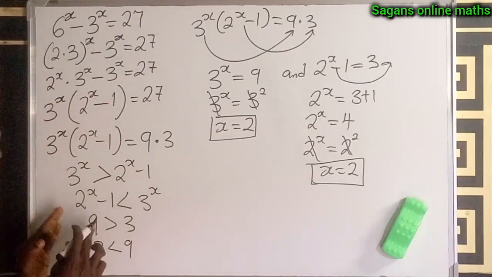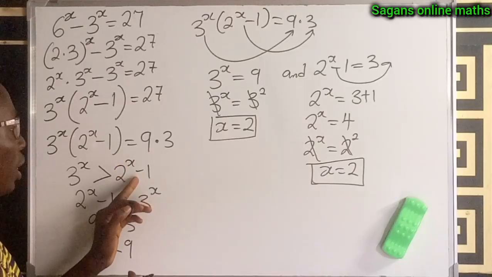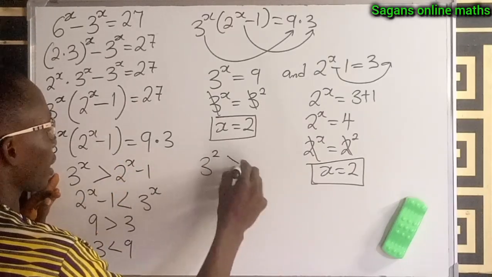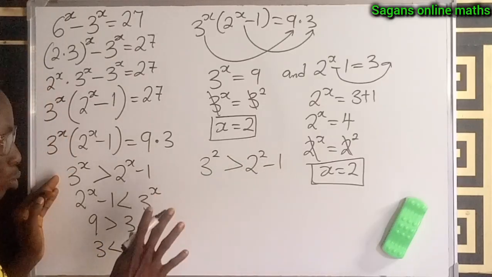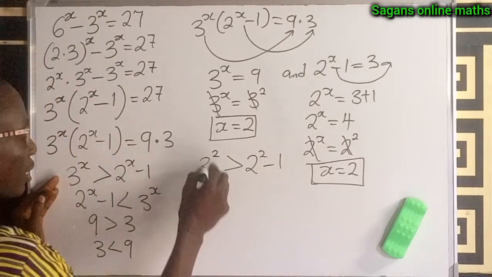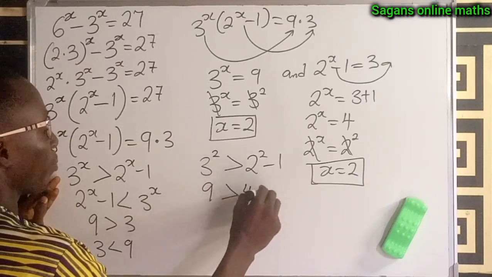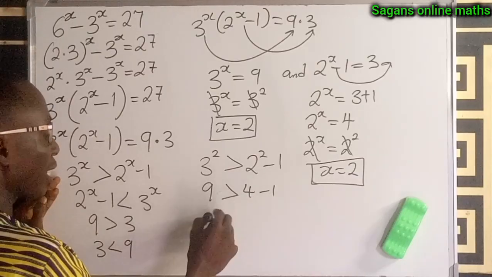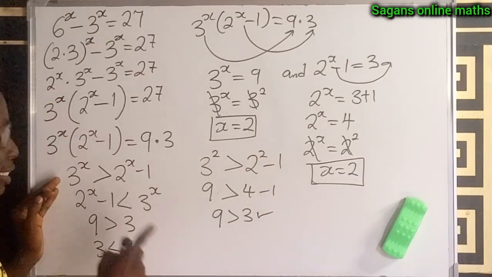Now let's go and work with this. We said that 3 to the power of x must be greater than 2 to the power of x minus 1. Now let's see. Our x is 2. So that means 3 to the power of 2 must be greater than 2 to the power of 2 minus 1. Now let's see if this is true, but it must be true. 9 is greater than 4 minus 1, because 2 to the power of 2 is 4, and 4 minus 1 is 3. So that means 9 is greater than 3. This is excellent, because 9 is greater than 3.